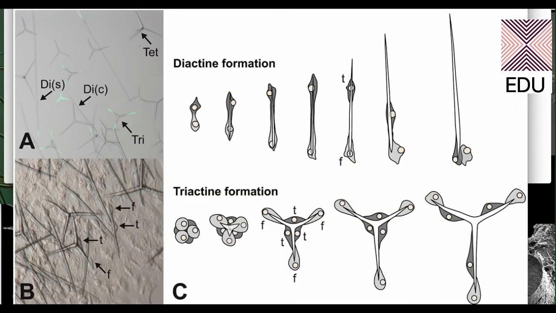Here in pictures A and B, you can see different types of spicules, and picture C is again showing the formation of a monoaxon spicule and a triaxon spicule.